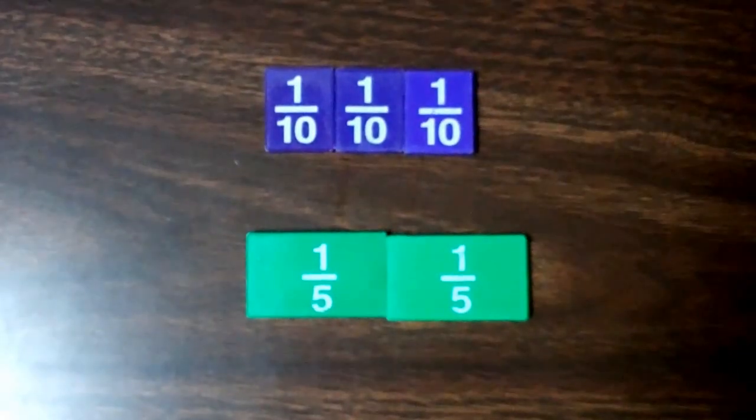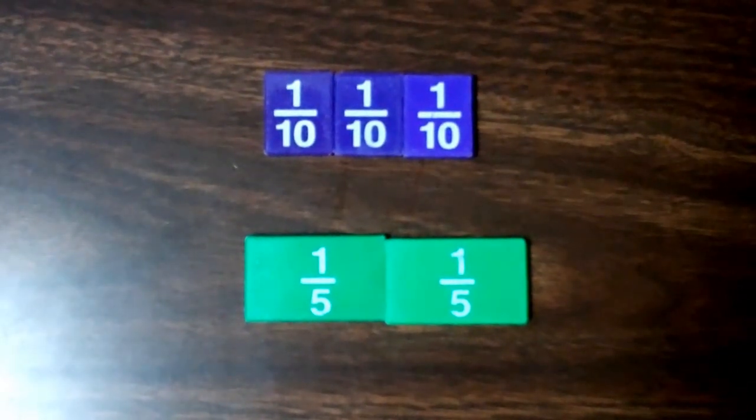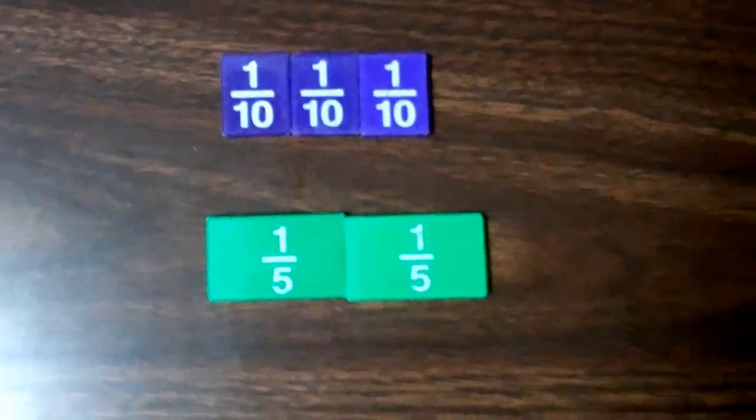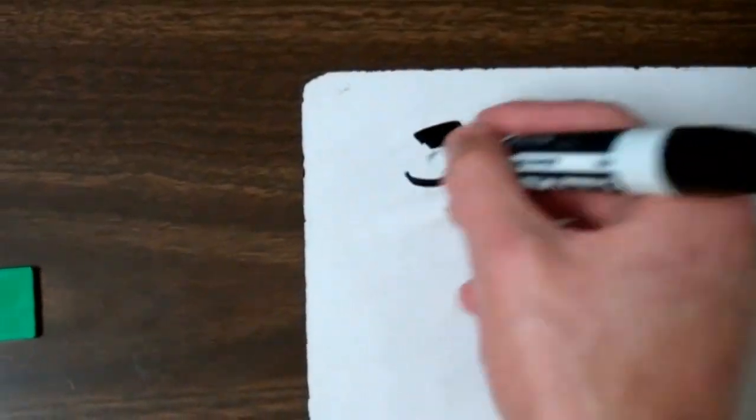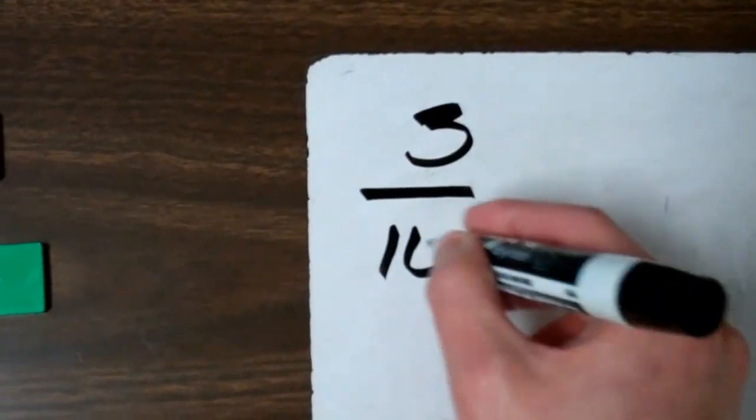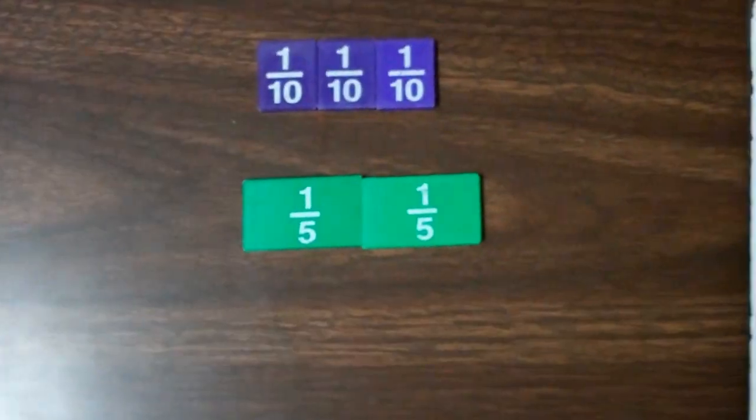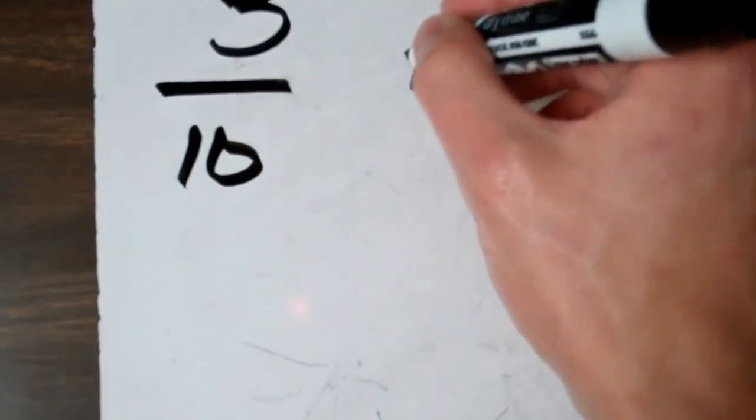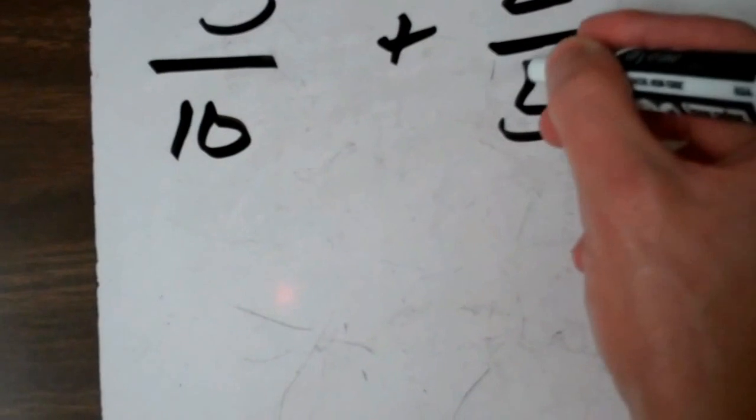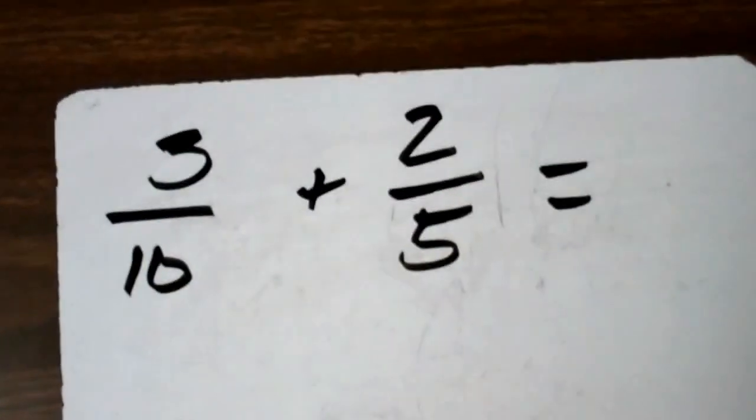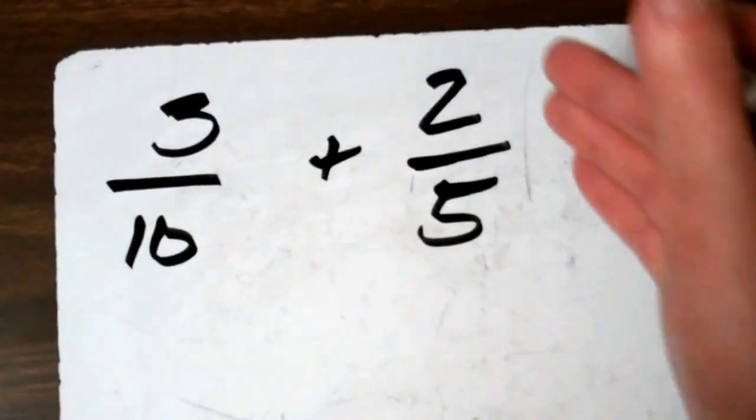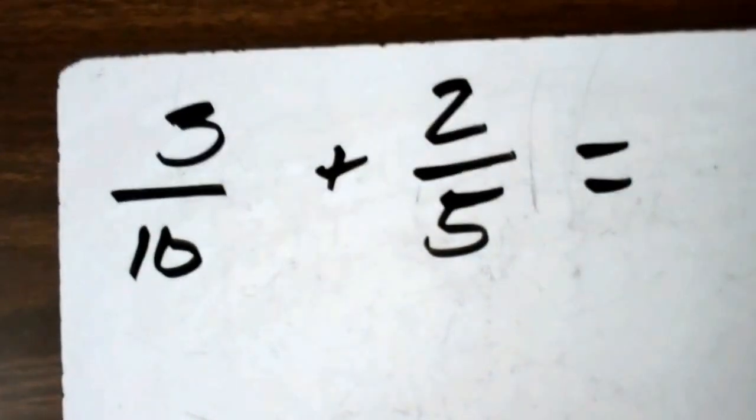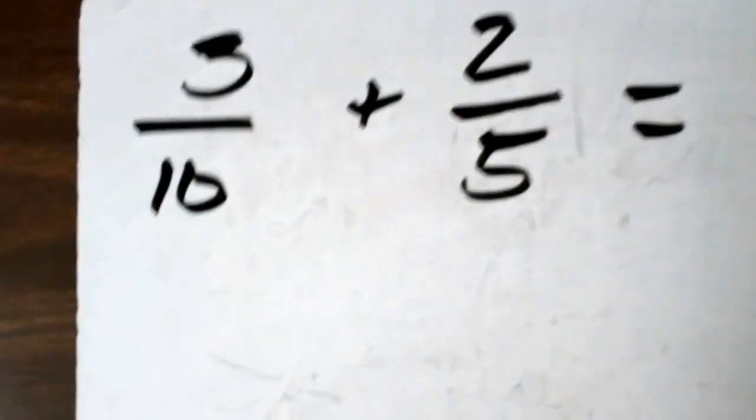Let's look at a different example. Here we have both tenths and fifths. So let's see, how many tenths do we have? We have 3 tenths. So 3 tenths. And to that 3 tenths, we're going to add 2 fifths. Now here, our denominator is not the same. So again, we need to do something to our 2 fifths in order to make it into tenths.